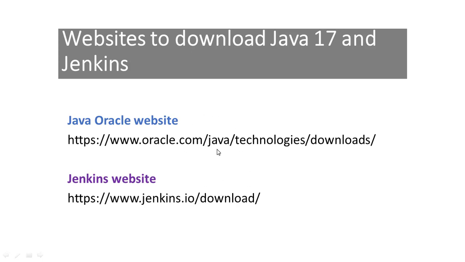We will go to these two websites to download both Java and Jenkins. You can do a Google search for Java download and it will take you to their official website. You can also do a Google search for Jenkins download and it will also take you to their official website. But for me, I will follow these two links. Let's begin by downloading and installing Java on our machine. Now, let's go ahead to download and install Java 17 on our computer.